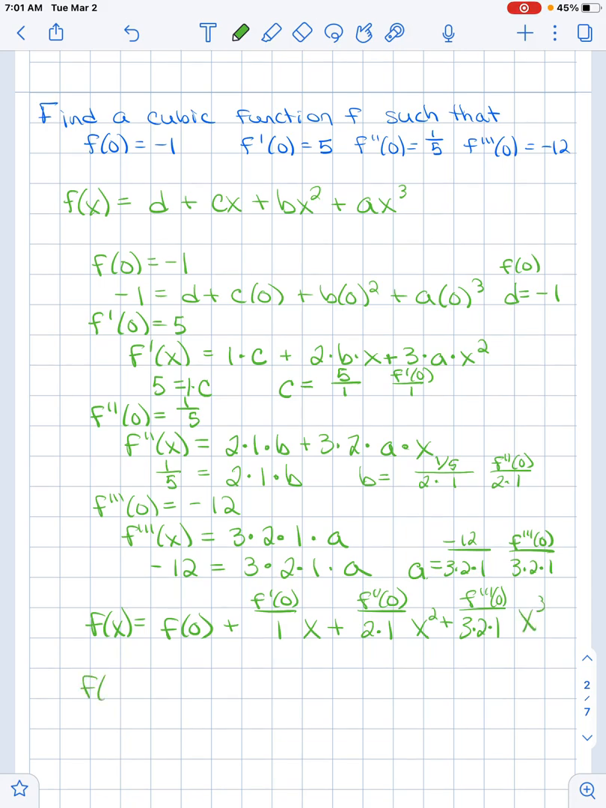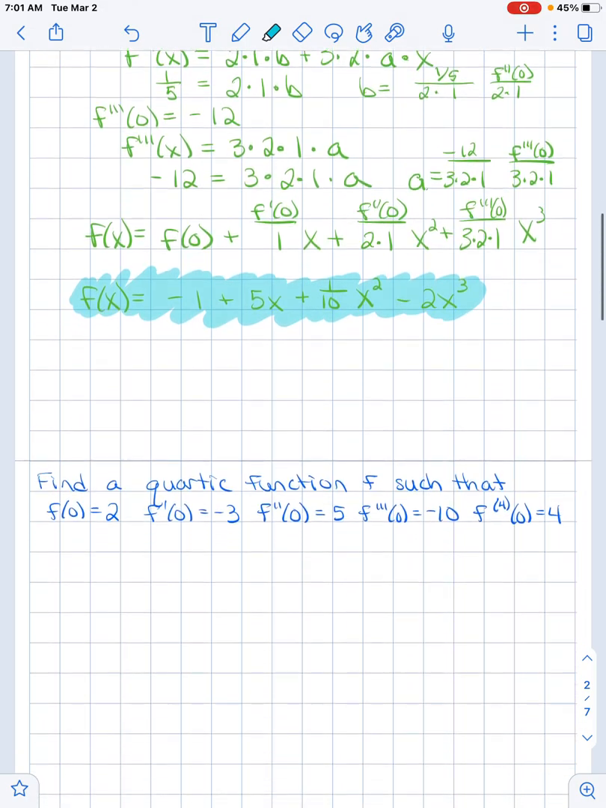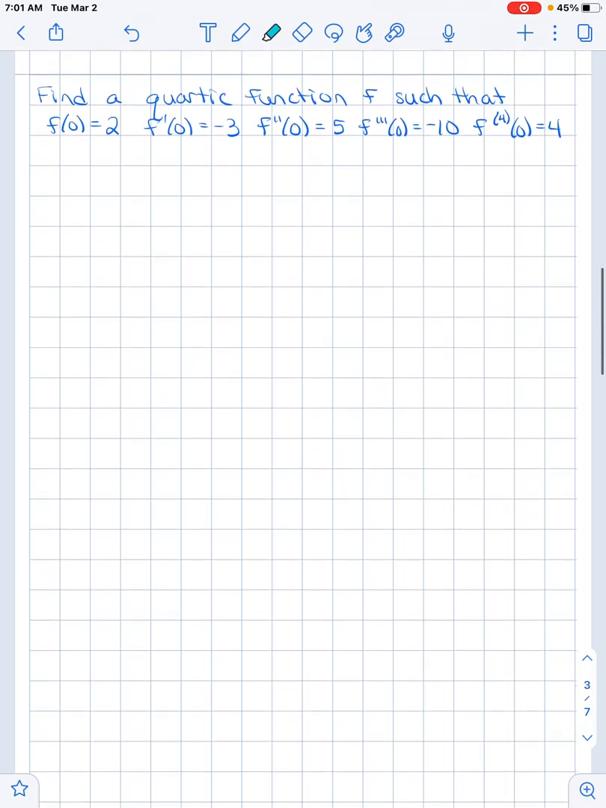So now to actually put in the values that we need. If you're not seeing the pattern, I'll do it in the next one. f of 0, so now we've got -1 plus 5x, and then 1/5 over 2 becomes 1/10. -12 divided by 3 times 2 times 1, that's -2. All right, one more. A quartic, a fourth degree polynomial. I want to see if you can really find the pattern this time, and if you can, make this process a little bit shorter. So one more, find the quartic, and then we'll summarize this.